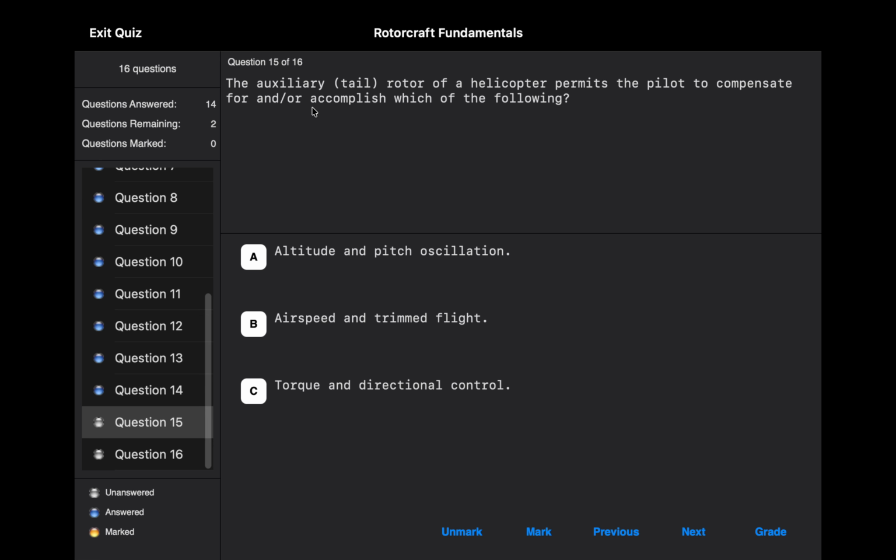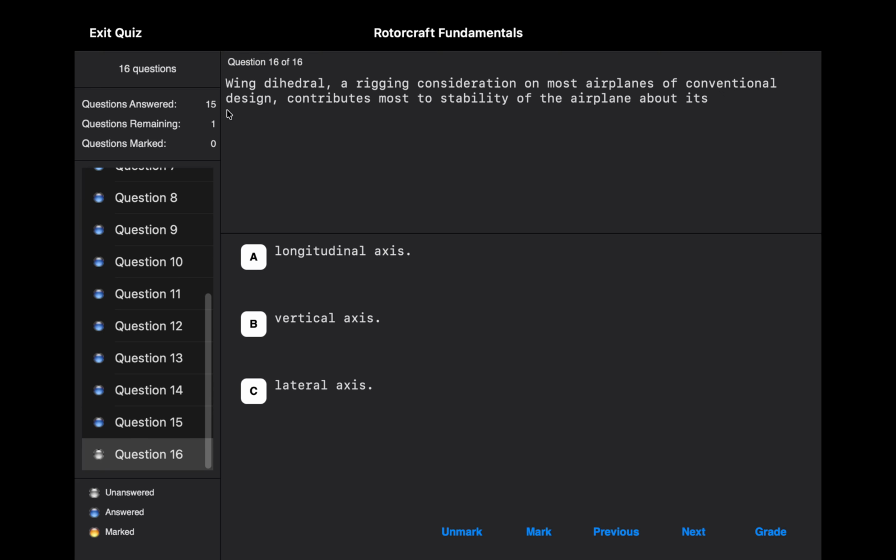The auxiliary tail rotor of a helicopter permits the pilot to compensate for and/or accomplish which of the following? Torque and directional control. Wing dihedral, a rigging consideration on most airplanes of conventional design, contributes most to stability of the airplane about its longitudinal axis.